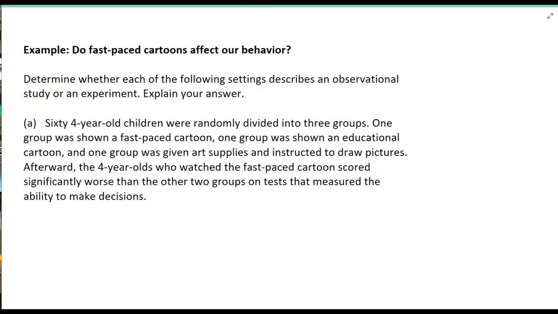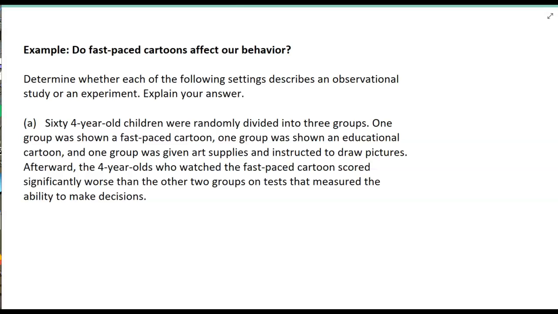All right, let's look at this situation and decide if it is an observational study or an experiment. Sixty-four-year-old children are randomly divided into three groups. One group was shown a fast-paced cartoon, one group was shown an educational cartoon, and one group was given art supplies and instructed to draw pictures. Afterward, the 4-year-olds who watched the fast-paced cartoon scored significantly worse than the other two groups on tests that measured the ability to make decisions. Okay, this is an experiment.